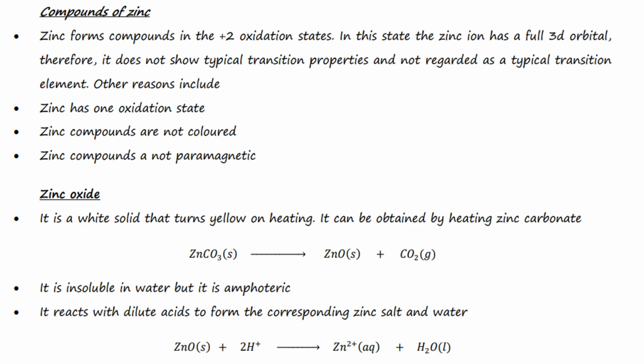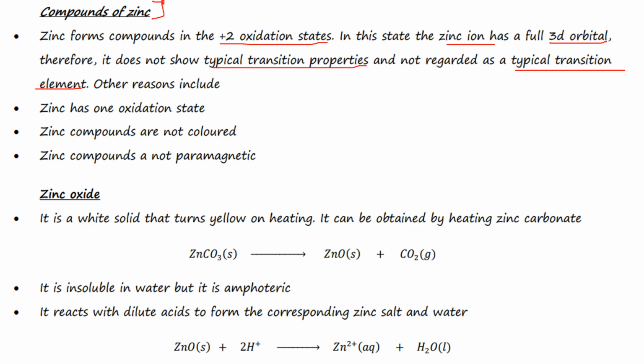So looking at the compounds of zinc, we are going to say that zinc forms compounds that are only present in the +2 oxidation state. In this state, the zinc ion has a fully filled 3d orbital, and therefore, since it has a fully filled 3d orbital or subenergy level, it is not going to qualify to show typical transition metal properties. For transition metals to show transition properties, the 3d subenergy level must not be fully filled. So it's not going to be regarded as a typical transition element for the following reasons.